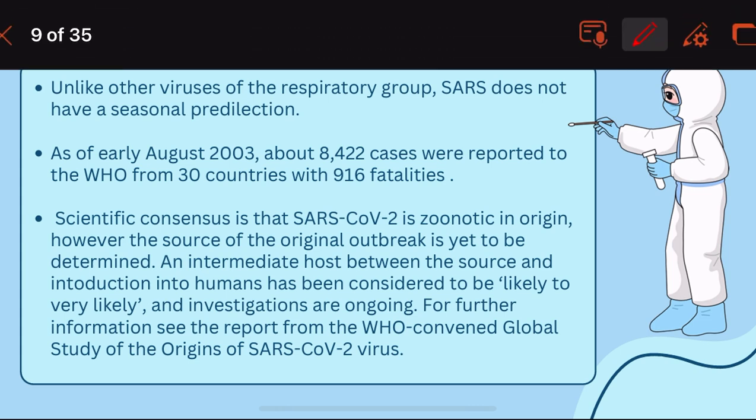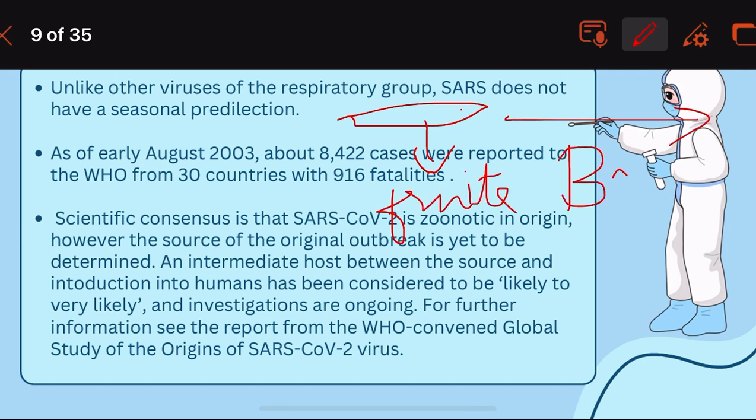So who is the intermediate host now? I told you, the civet cats. I'll show the picture in the upcoming slide. And these civet cats ingested the fruit. So they are the original source of infection, and the intermediate host are the bats, and then they infected the human. So the original outbreak is yet to be determined.